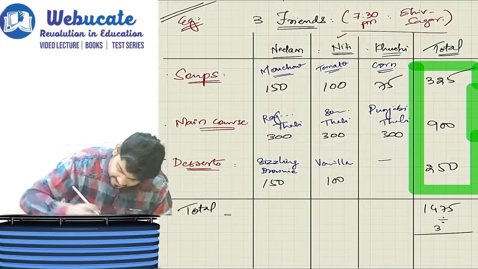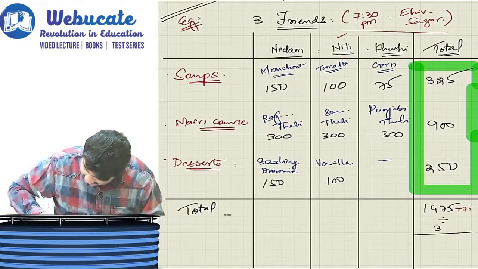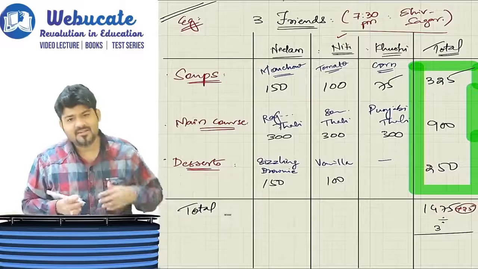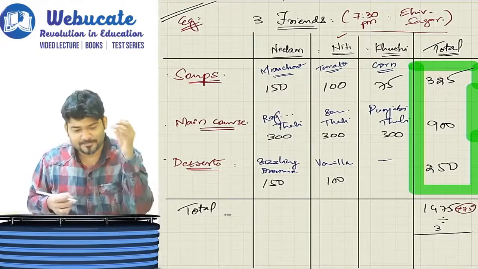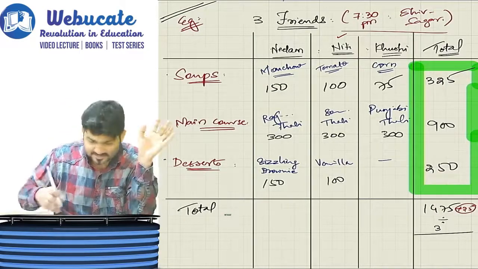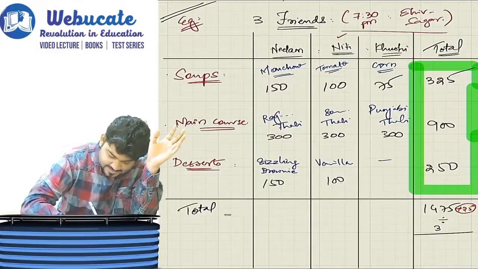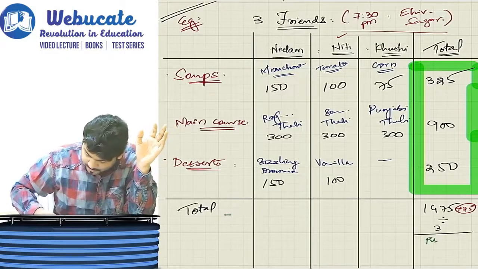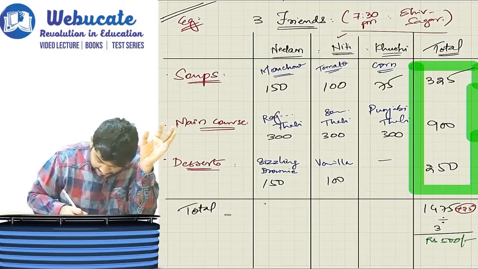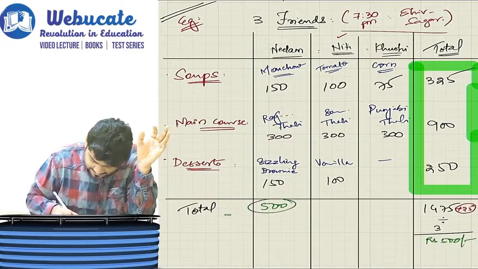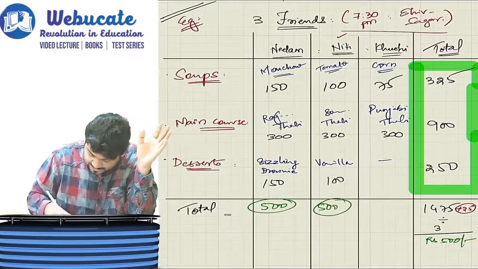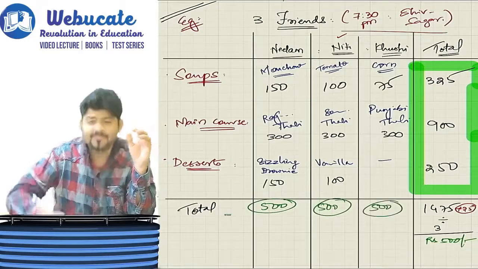Sir, even though we are not earning that much, still, our heart is big, sir. We will add 25 rupees as tip. So, can I say 25 rupees as tip divided by 3? Can I say each one of them removes rupees 500, right? So Neelam gives 500, Neeti gives 500, 25 rupees tip, and Khushi also gives 500.